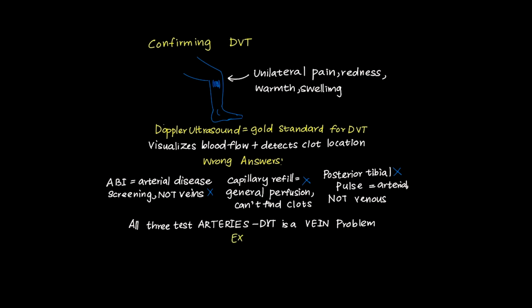Here's a WGU D443 OA exam tip for you. DVT confirmation equals Doppler ultrasound. Arteries get pressure tests and pulse checks, veins get ultrasound. Quick recall hook: DVT and Doppler both start with D. D for deep, D for Doppler.